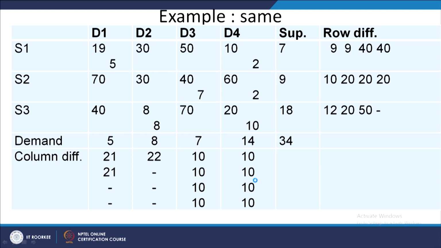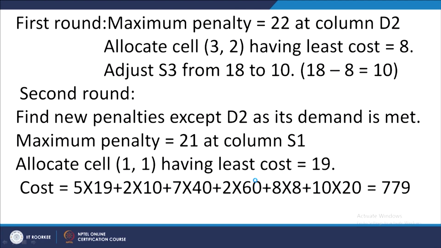So, in this table the example is the same. We have written the penalties according to the conditions given in the algorithm, that is the difference between the smallest and the next smallest, and then do the allocation as has been indicated. So, in the first round, maximum penalty is 22 at column D2. So, therefore, we allocate cell 3, 2 having least cost which is equal to 8 and adjust S3 from 18 to 10, which gives me 18 minus 8 which is equal to 10, and in the second round find the new penalties except D2 as its demand is already met.